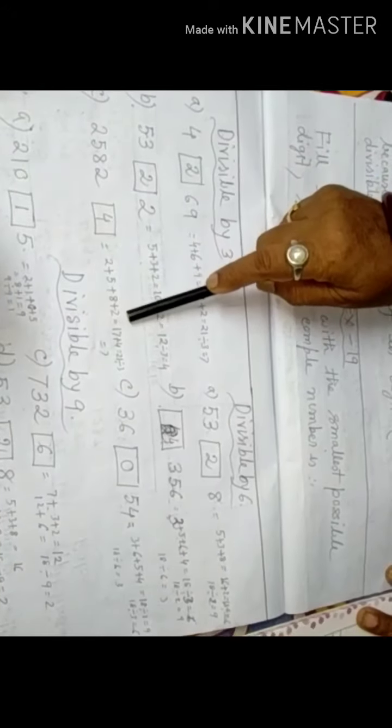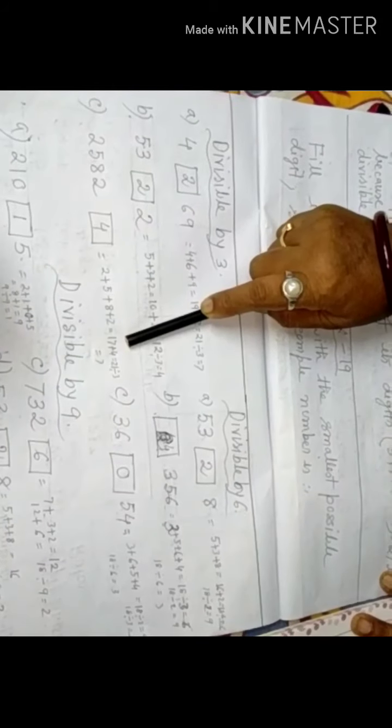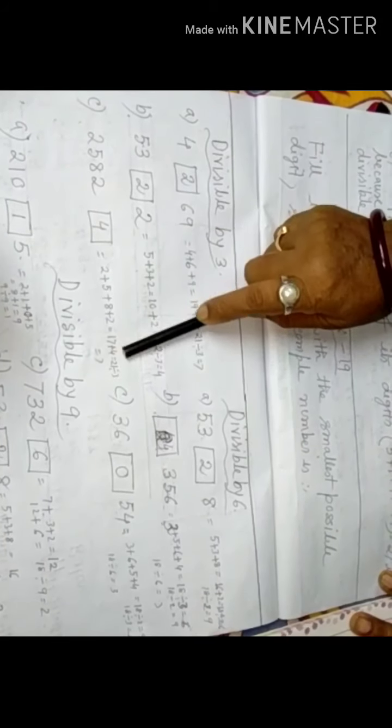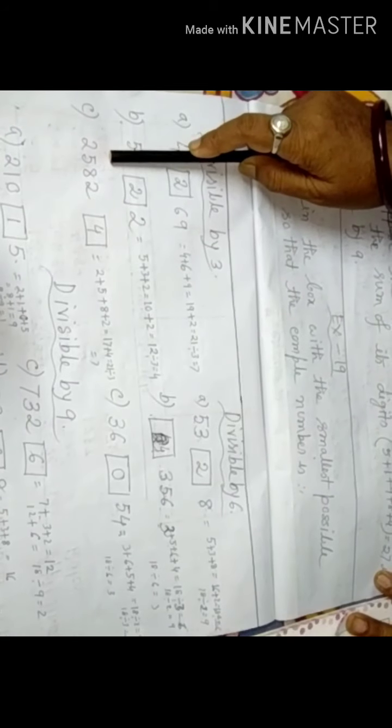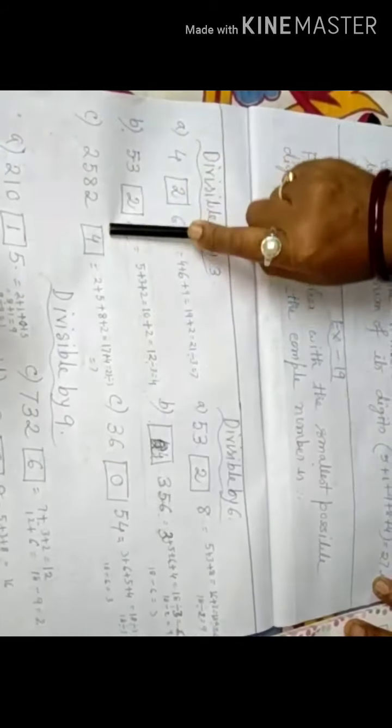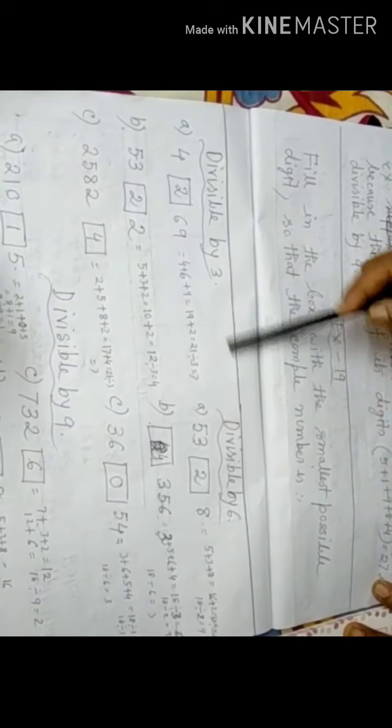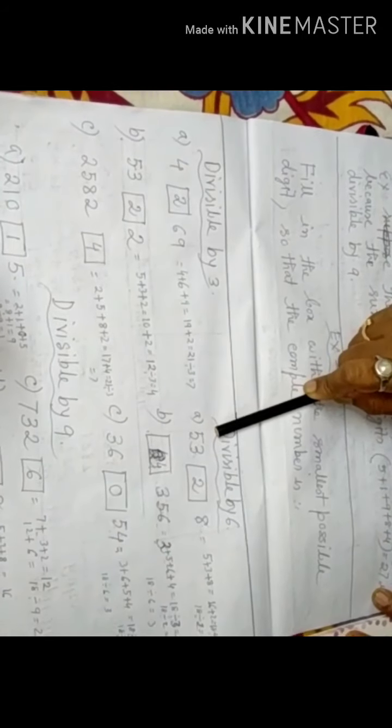C: 2, 5, 8, 2, box. The sum is 2 plus 5 plus 8 plus 2, which is 17. 17 is not divisible by 3. So 17 plus 4 is 21. 21 divided by 3 is 7. So the box is 4. Okay.